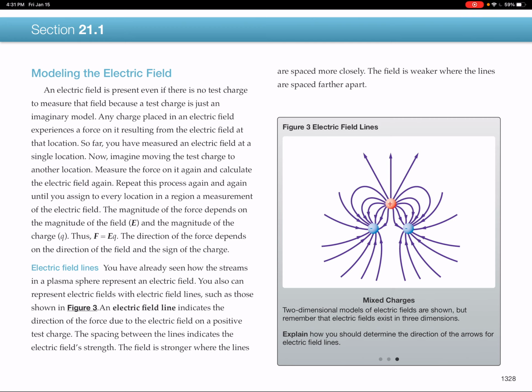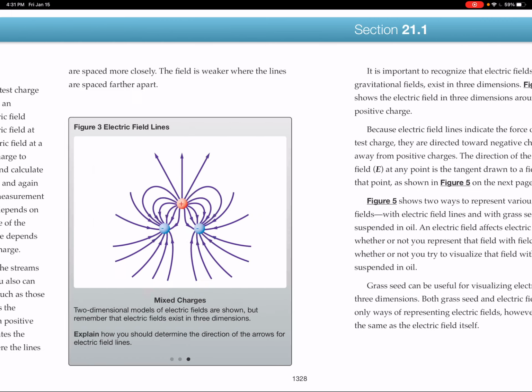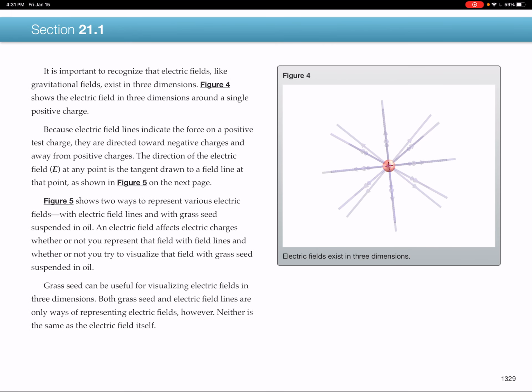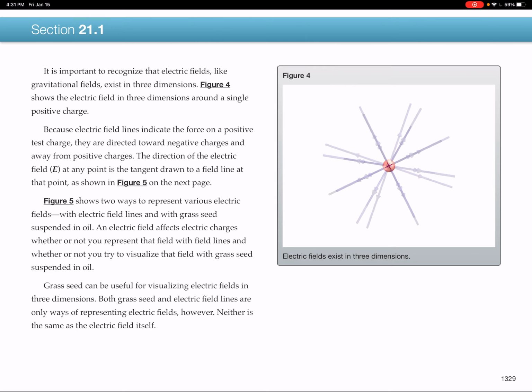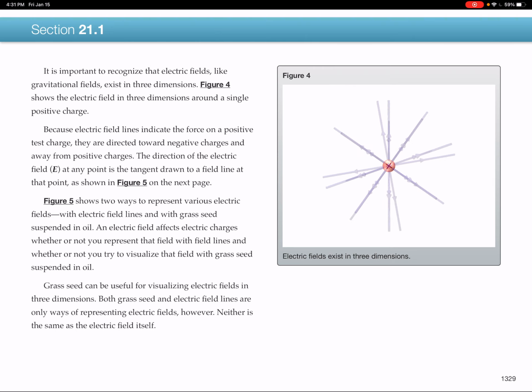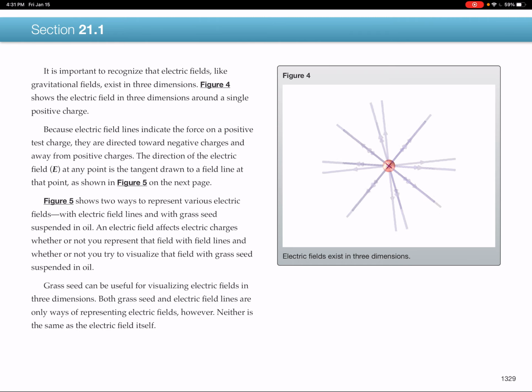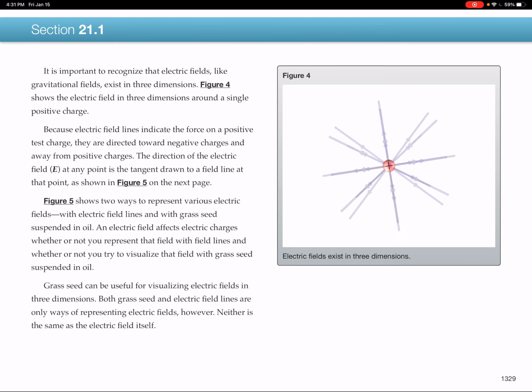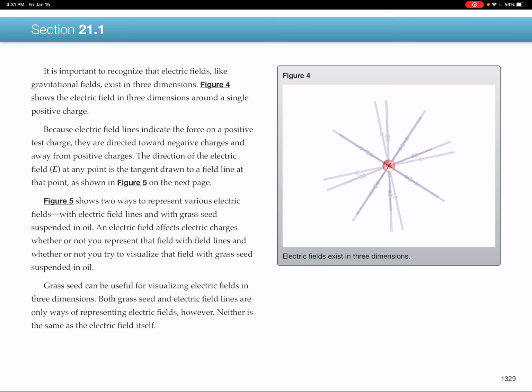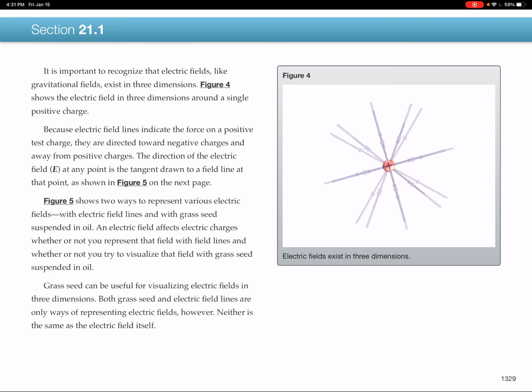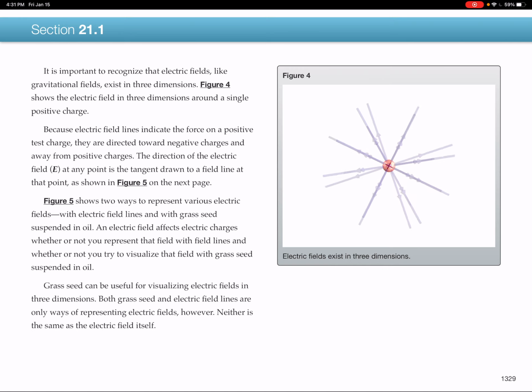You can also have a mix of charges. You could have a combination of positive and negative charges. In this case, electric field lines always point away from the positive charges and point toward the negative charges. Now, it's important to recognize that electric fields really exist in 3 dimensions. Any picture you draw on the paper is just going to be a 2-dimensional representation of it. We'll just see those field lines that exist in the plane of the paper.